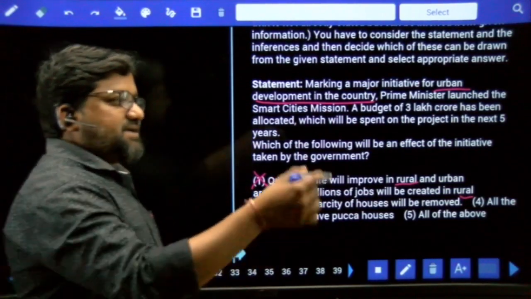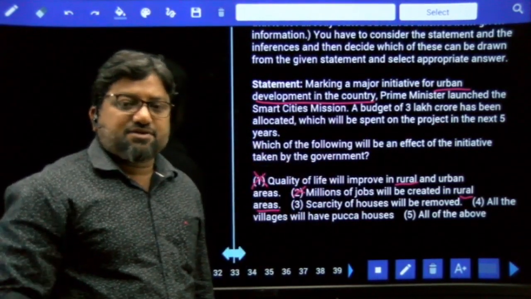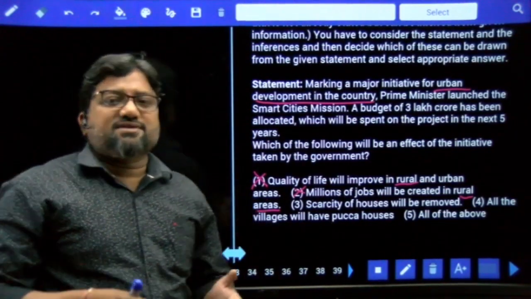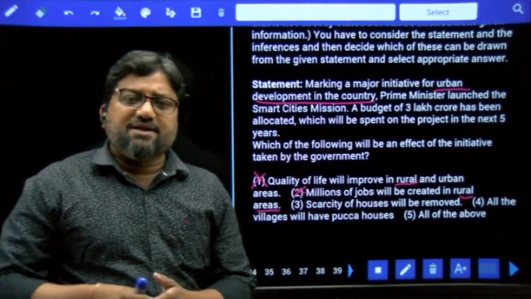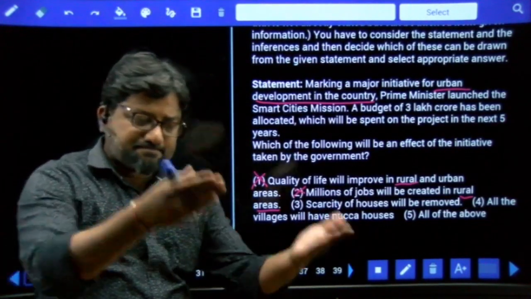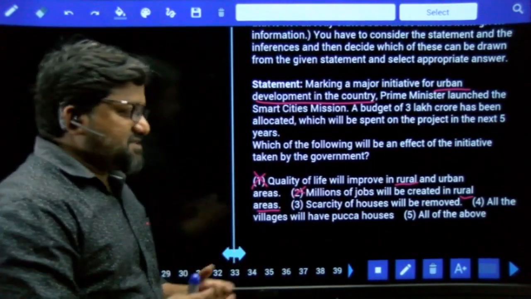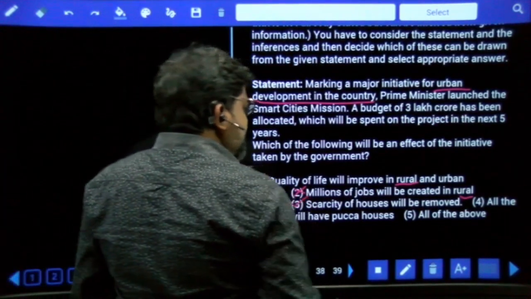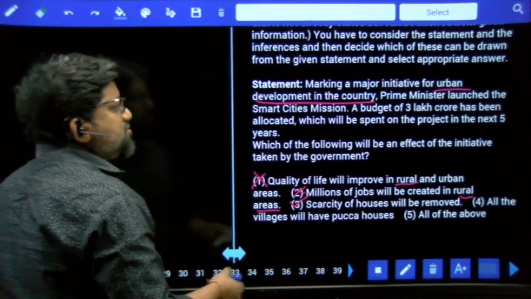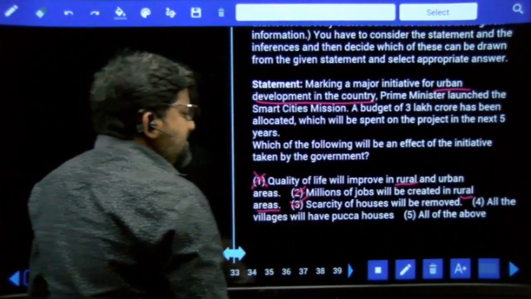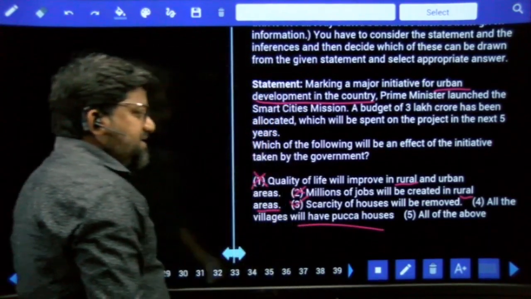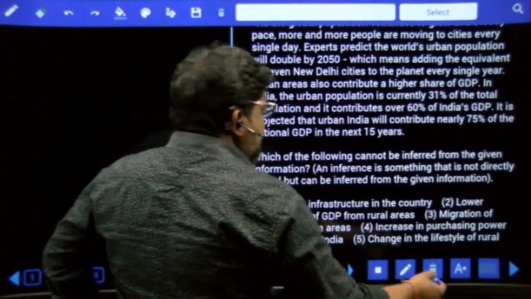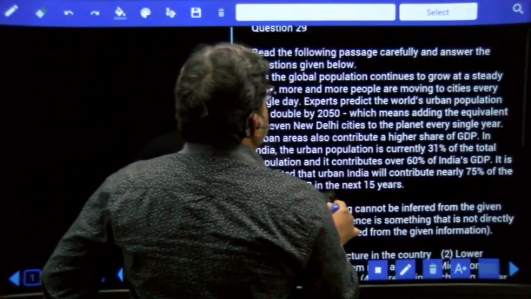Yes, when money is spent on development, the scarcity of houses can be removed, because when the government wants to develop or beautify the cities, they might build some locality for the poor, and they might give houses at lesser prices, which is what we have seen, done by many governments. So yes, scarcity of the houses will be removed, because the mission is to make the city smarter. We don't know about villages, we only know about urban areas. So what's the answer? Third option.